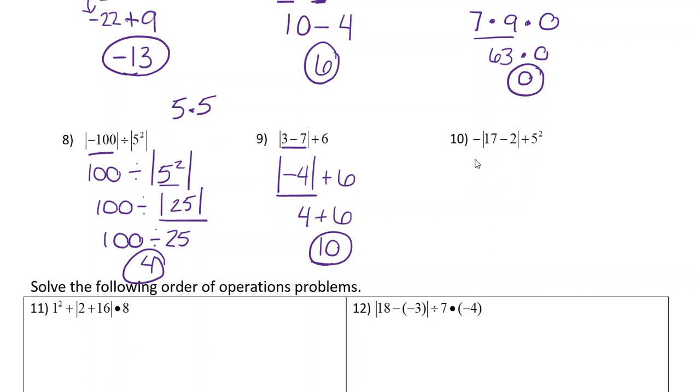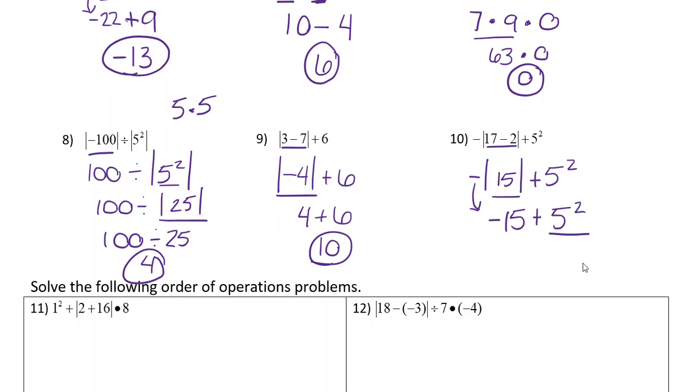Okay, same thing with number 10. Solve the problem inside first. So negative absolute value 17 minus 2 would be 15, plus 5 squared. Now I can do my absolute value is 15, but remember that negative out here is going to come attack. So this becomes negative 15 plus 5 squared. So I'm done with my grouping.